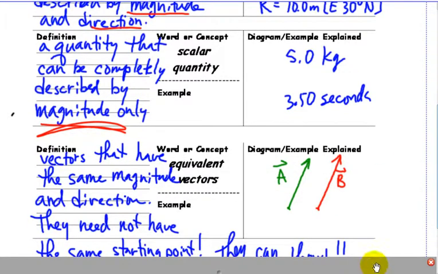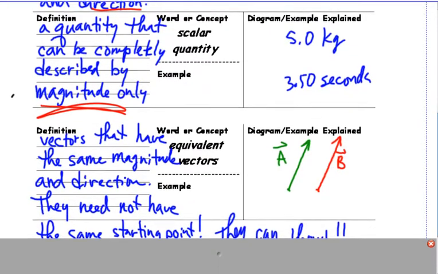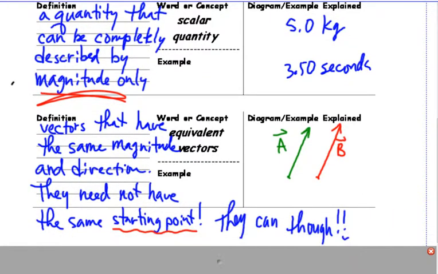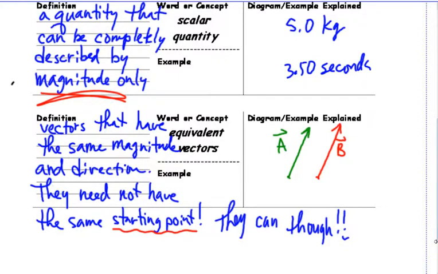Equivalent vectors, so they have to be the same in every which way. They have to be the same length and the same direction. So same size and same direction. They don't have to have the same starting point. So you can see here B is starting off slightly to the right of A. As long as they're the same magnitude, same direction, they are therefore equivalent vectors.